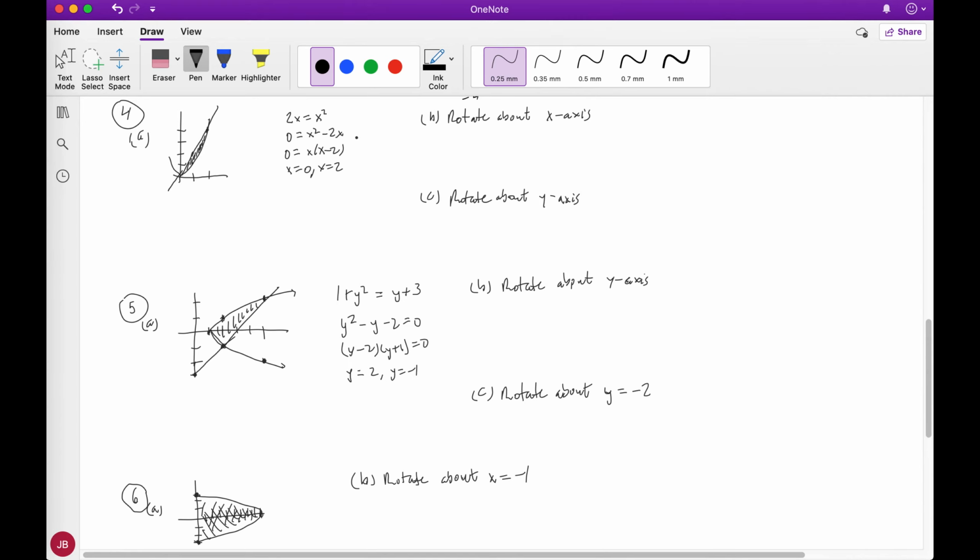Part B just says now rotate this about the x-axis. Well, we have a horizontal axis, everything in terms of x, so I think this is disk washer. So that means we need an area function. I think the outer radius is just the graph of 2x, and the inner radius is just the graph of x squared. And then we just integrate that from 0 to 2.